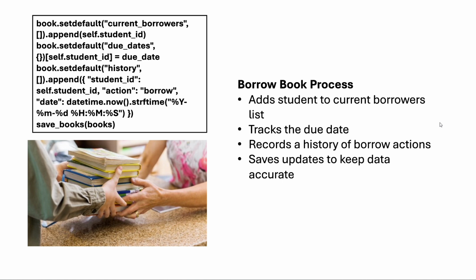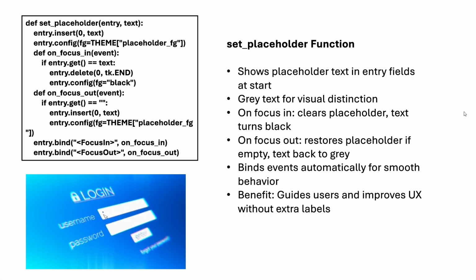So for borrow book process, when the student borrow a book, the system add them to the current borrow list, track the due date, record the borrow actions with a timestamp, and save updates. This ensures deadlines are enforced and records are accurate. Next. So next slide will be the set placeholder function.